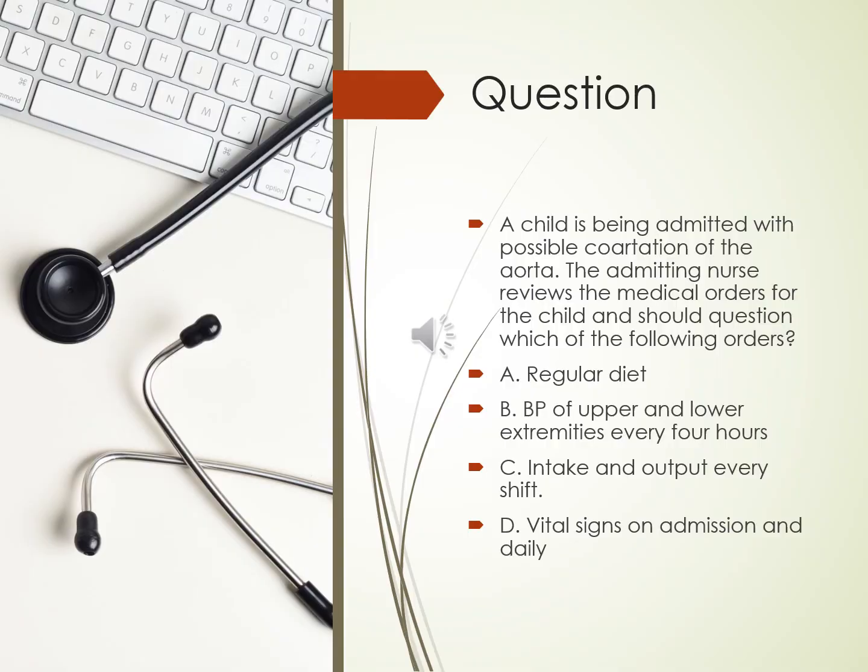Okay, you can pause this, read the question, and then we will resume. A child is being admitted with a possible coarctation of the aorta. The admitting nurse reviews the medical orders for the child and should question which of the following orders. I would question D. The correct answer is D. Vital signs on admission and daily. I think you'd want to do them just a little more than that, right? All right.